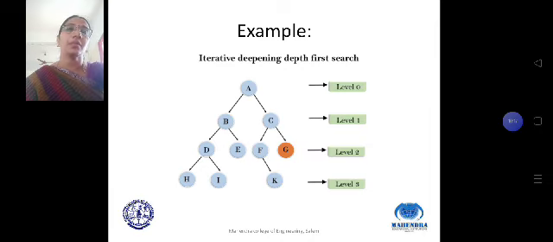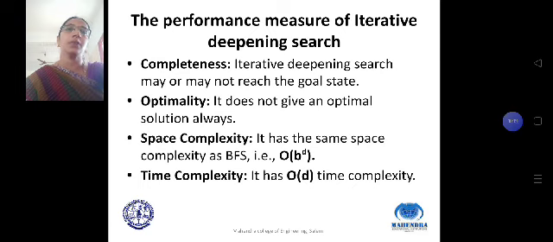So next are the performance measures of iterative deepening search. Completeness: iterative deepening search may or may not reach the goal state. Optimality: it does not always give an optimal solution. Space complexity: it has the same space complexity as BFS, that is O of B to the power D, and time complexity is also the same, O of B to the power D, with D the depth.